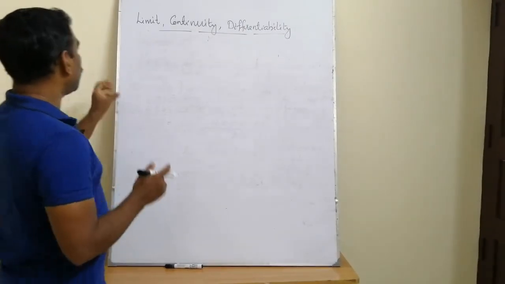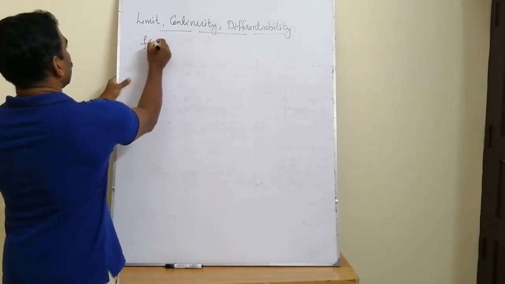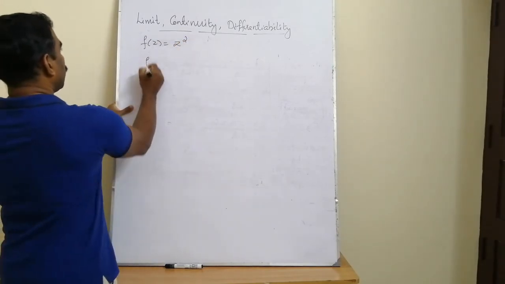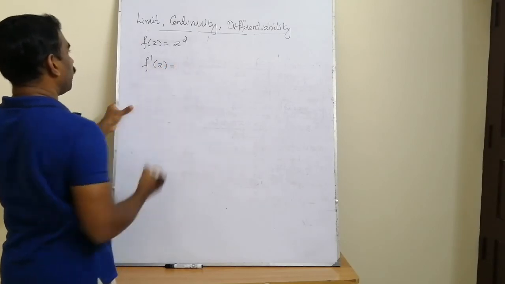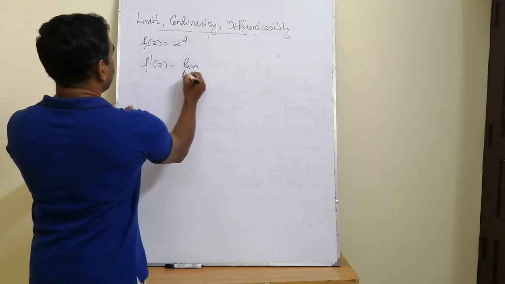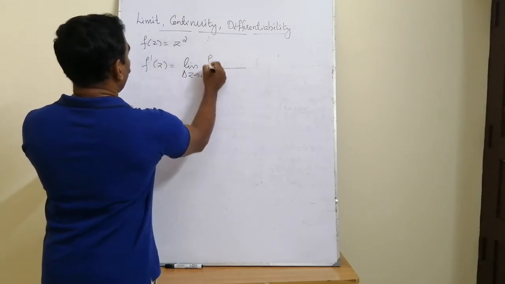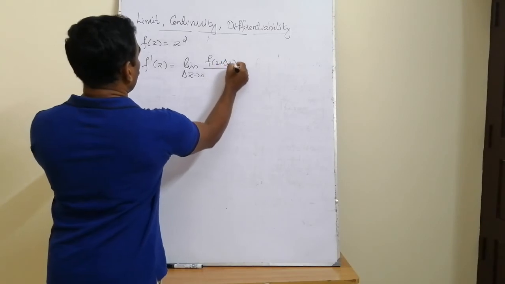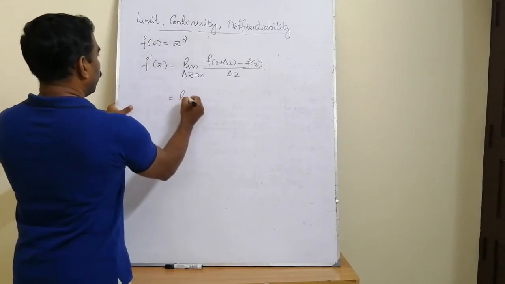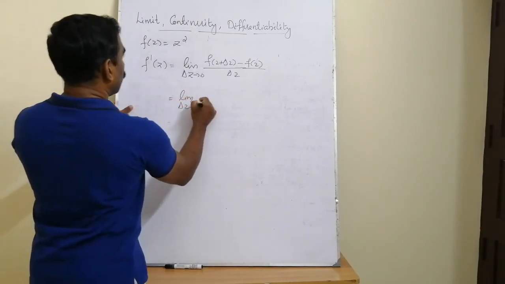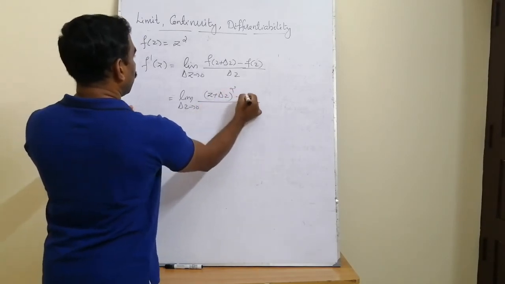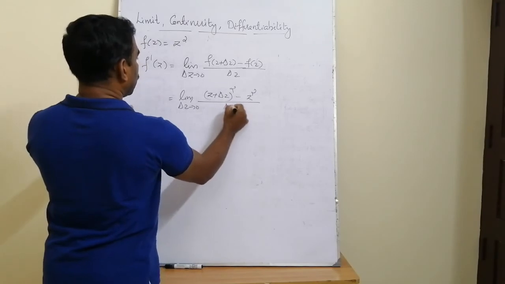See an example of a function which is differentiable everywhere in the complex plane. For example, if we consider the function f(z) equal to z square, we can find its derivative using the basic definition. f dash of z at an arbitrary, variable point, equal to limit as delta z tends to 0 of f of z plus delta z minus f of z, the whole divided by delta z, equal to limit as delta z tends to 0 of (z plus delta z) the whole square minus z square, divided by delta z.